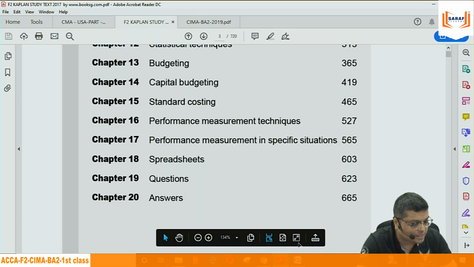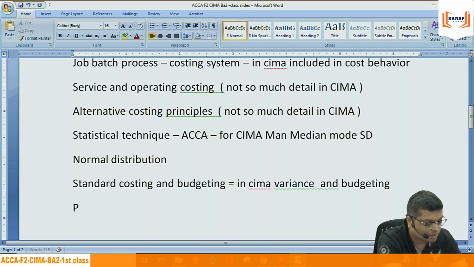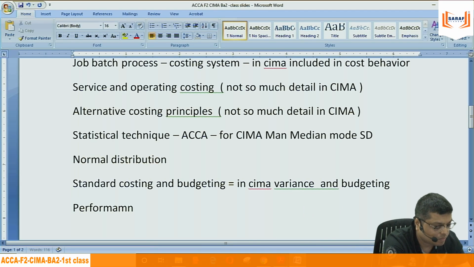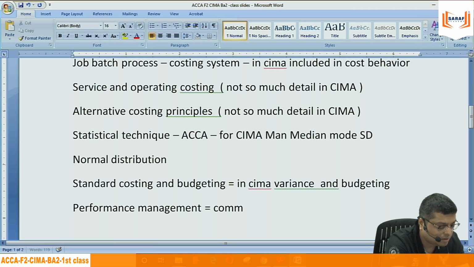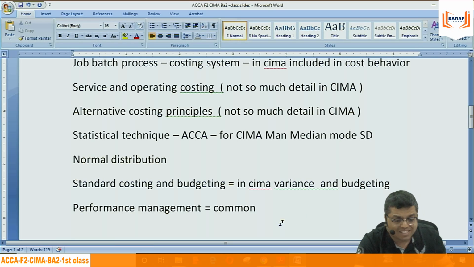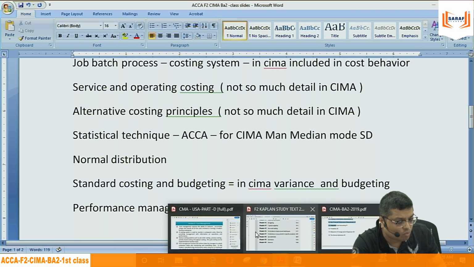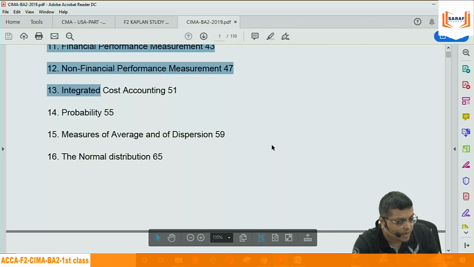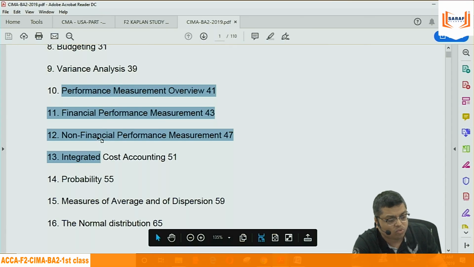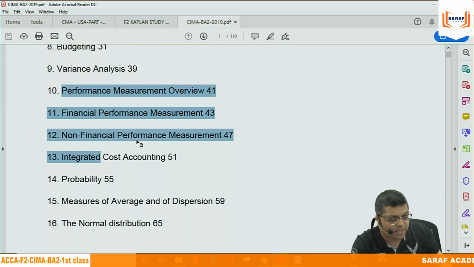Then performance measurement. Performance management. Common. In CIMA, the areas are slightly deeper, but they are there. Performance management 2 topics, and here for performance management they have included 3 topics. Non-financial is slightly extra, but non-financial is also there in the ACCA syllabus.